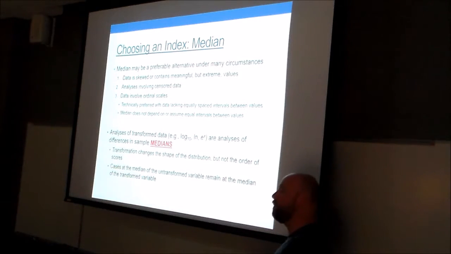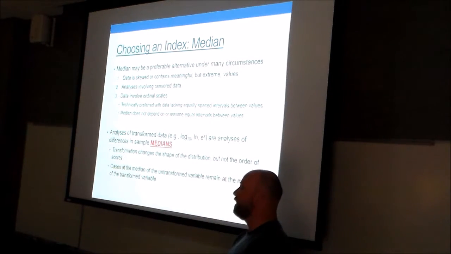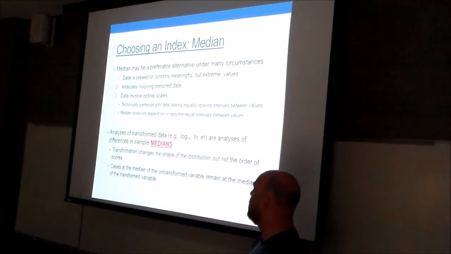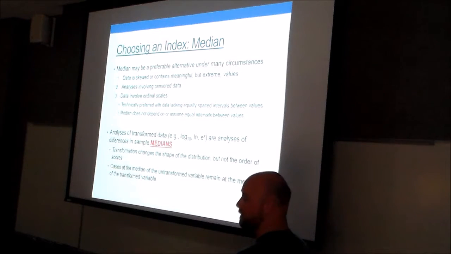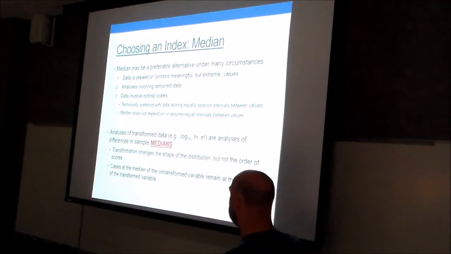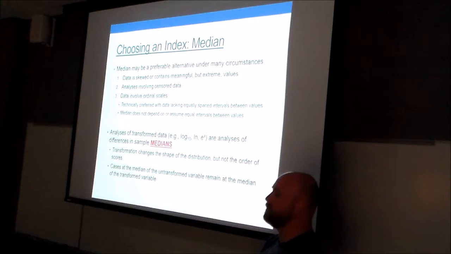But technically, when we run a transform, any analysis on transformed data is analysis of difference in sample medians, rather than adding, subtracting, multiplying, or dividing by a constant. Transformation is a non-linear calculation on individual scores. Transformation will change the shape of the distribution. This is why we do transformations, to fix the distribution and or bend it to our will. And so although a transformation will change the shape of the distribution, it's not going to change the order of scores. Okay? So I apply a logarithmic transformation to my data.